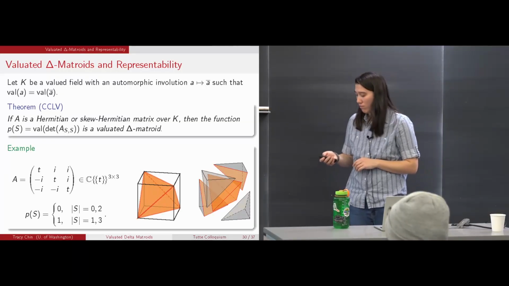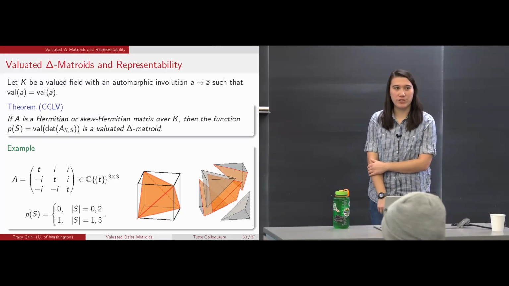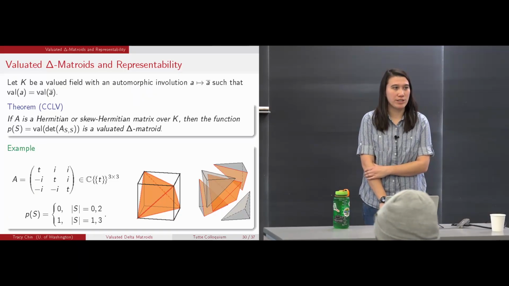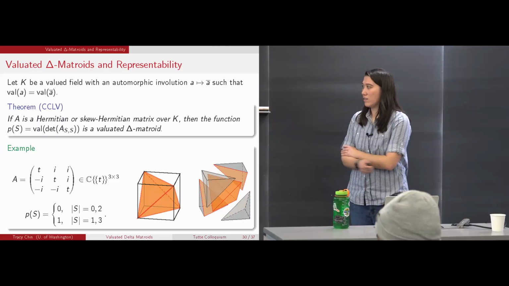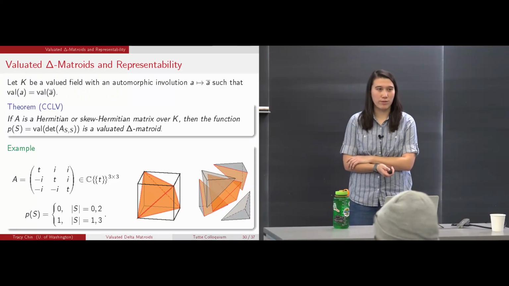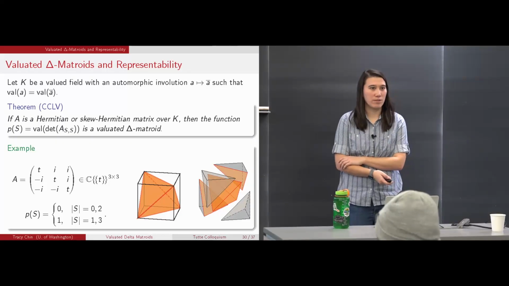So for example, here's a perfectly good 3x3 Hermitian matrix over the complex Poisson series. And you can check that the valuations are 0 for the even-sized ones and 1 for the odd-sized ones. And so we get this triangulation again.